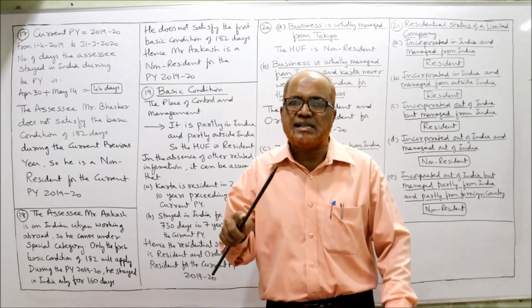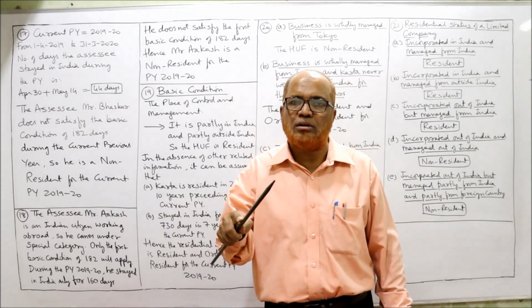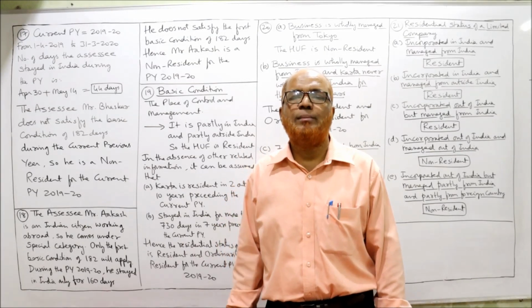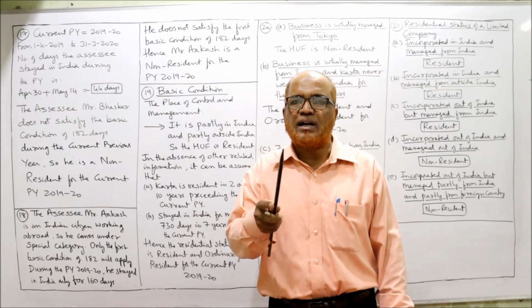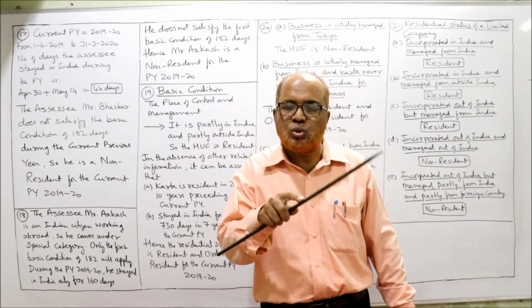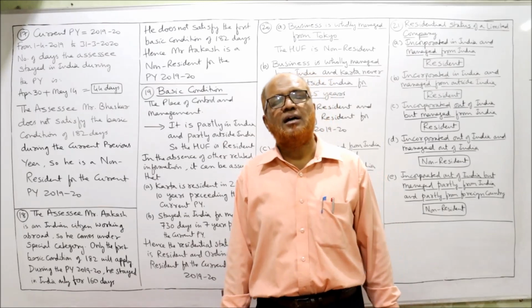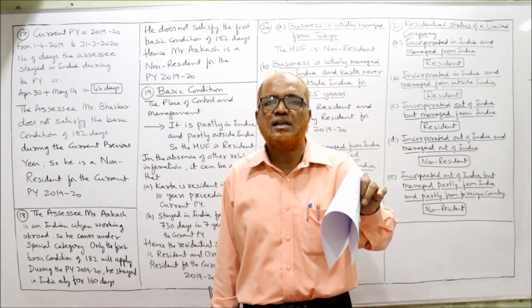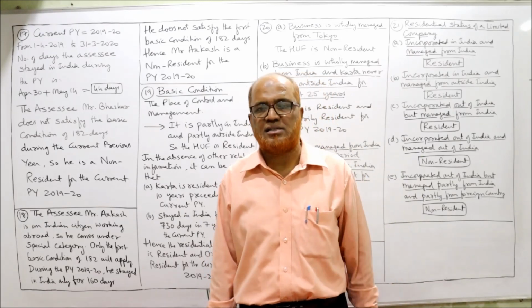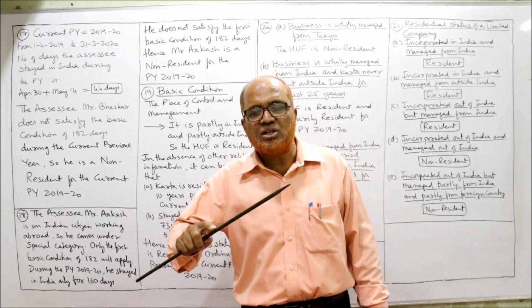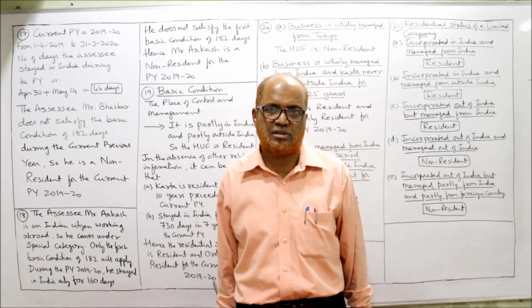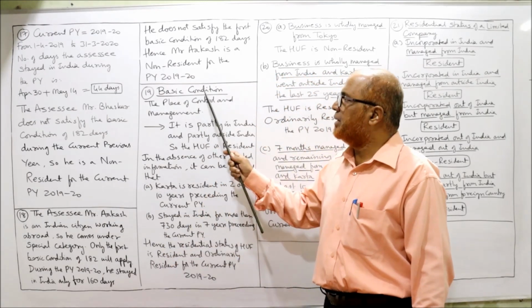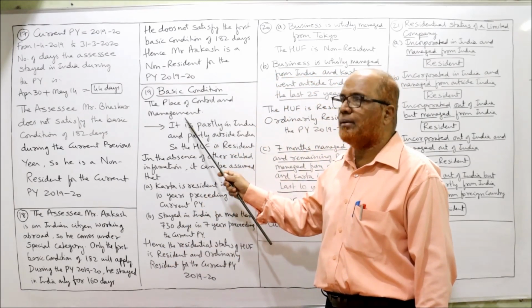So if Karta satisfies these 2 additional conditions, then the HUF will be called resident and ordinary resident. If the Karta does not satisfy these 2 additional conditions, then the HUF will be called resident but not ordinary resident. If the basic condition itself is not satisfied, it will be a non-resident. These are the provisions. Now in our problem, basic condition, the place of control and management.